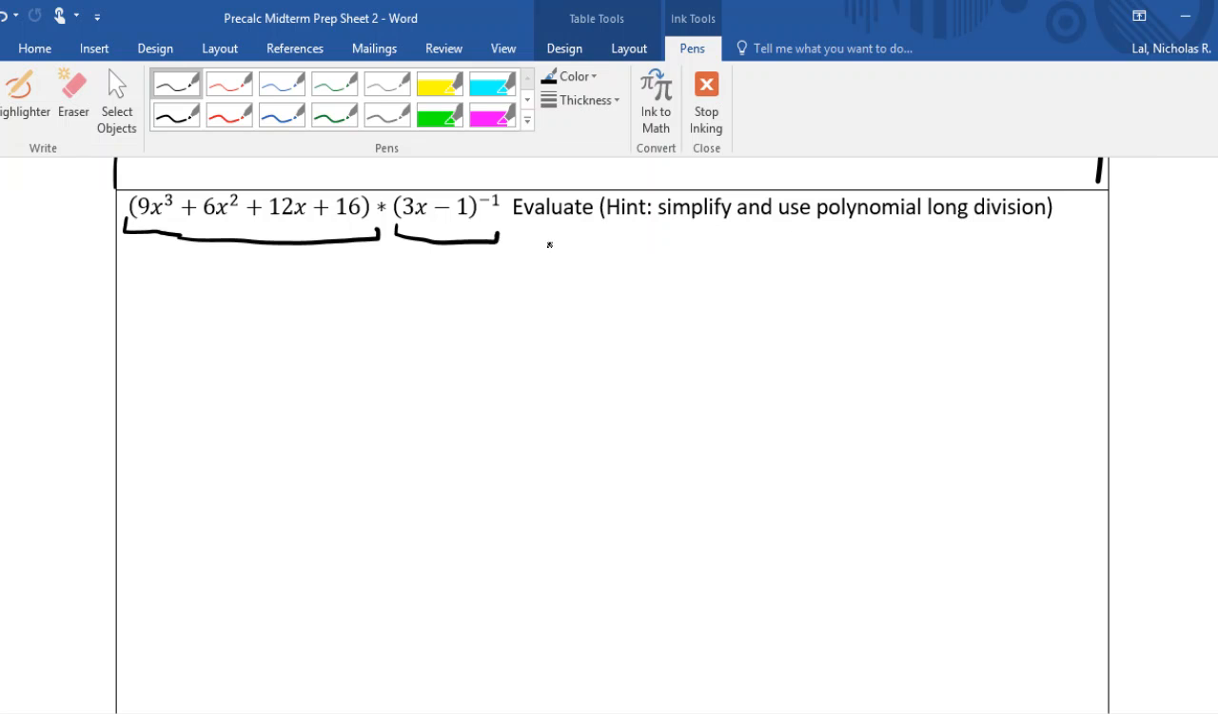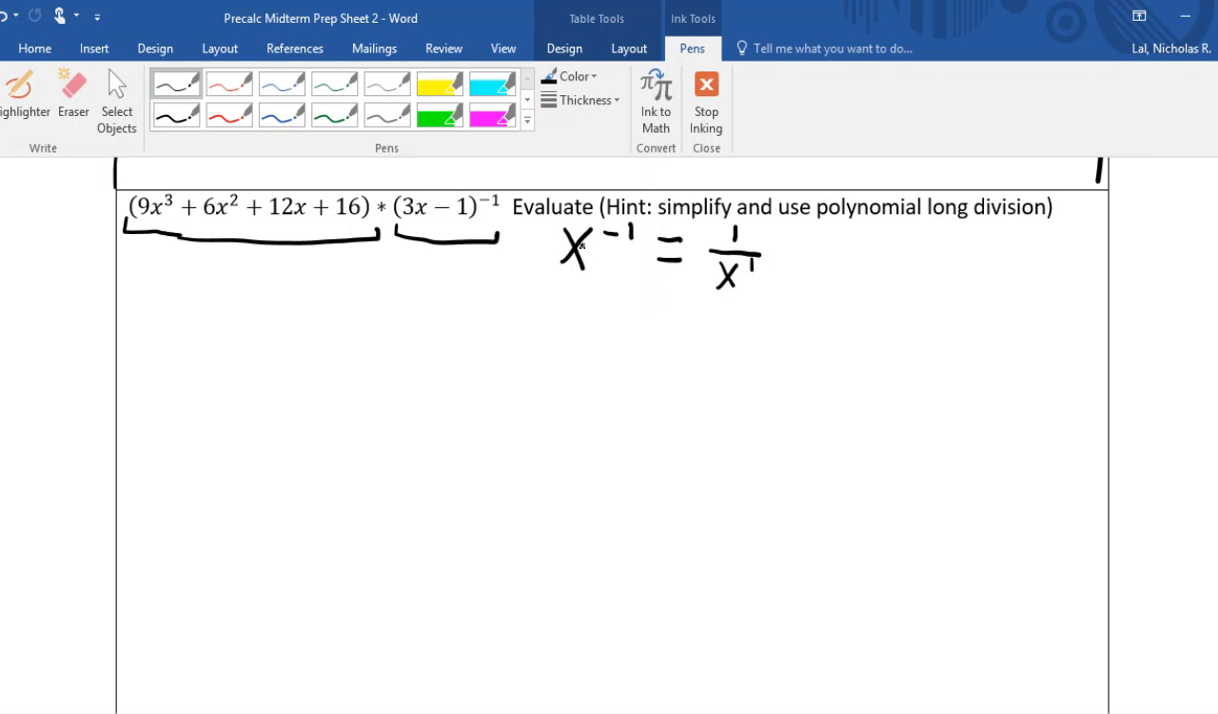So just in general, how could I rewrite x to the negative 1? How would you rewrite that? What does that mean? So our laws of exponents, would you get a fraction? What's in the numerator? 1. What's in the denominator? X. So it's 1 over x to the positive 1. You cannot not know this. You have to know the laws of exponents.